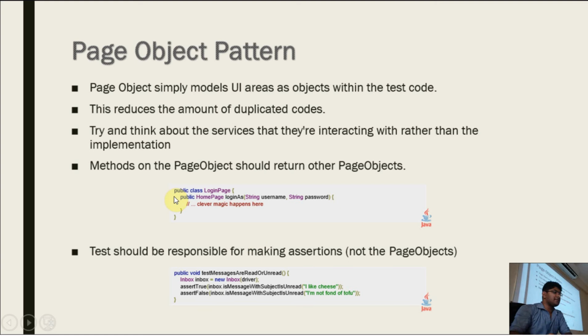Okay, so this is the simplest class representation of the page object. We have a login page, right? When we do the login action, we are passing the username and password, doing whatever the actions are here, and it's returning a home page. Simple as that.